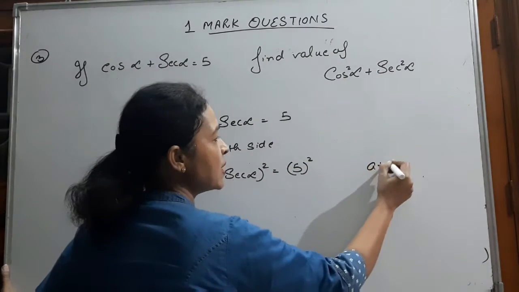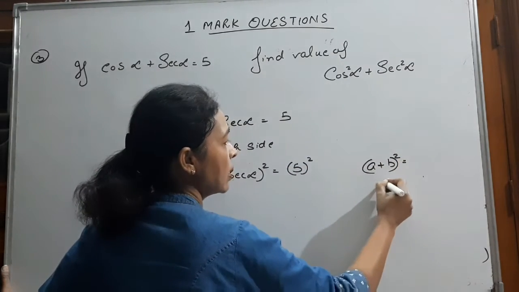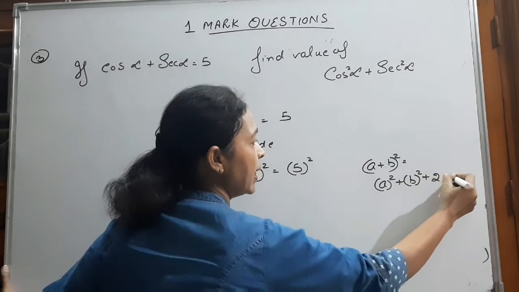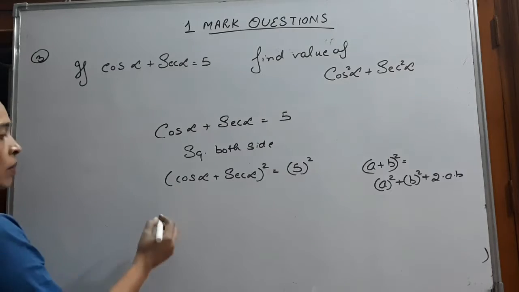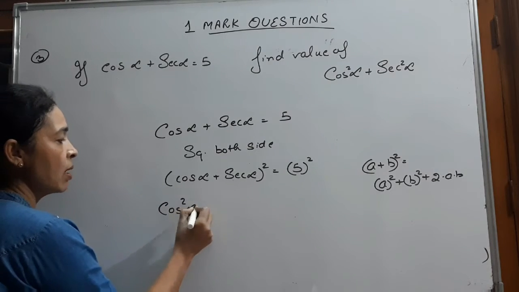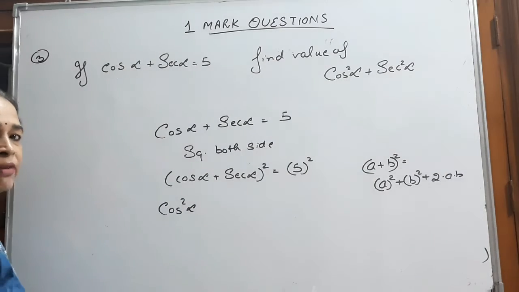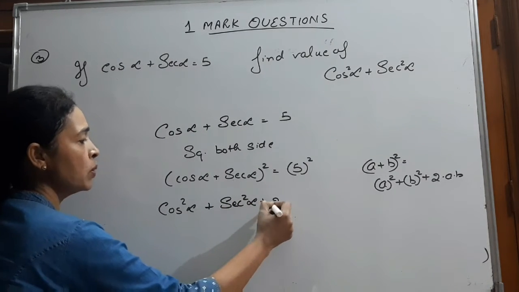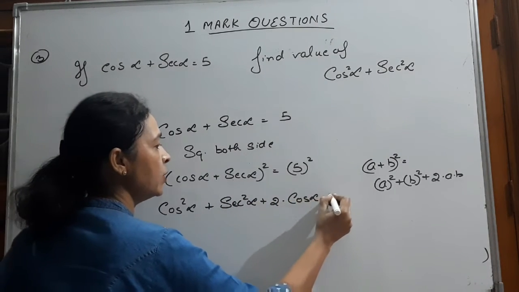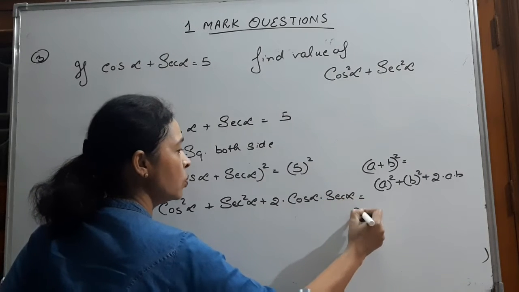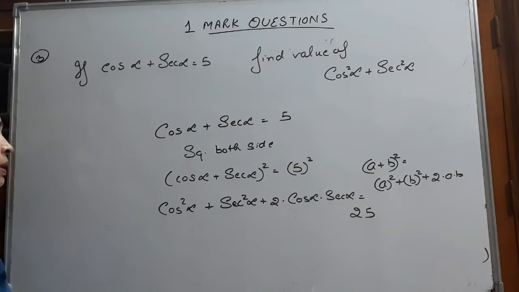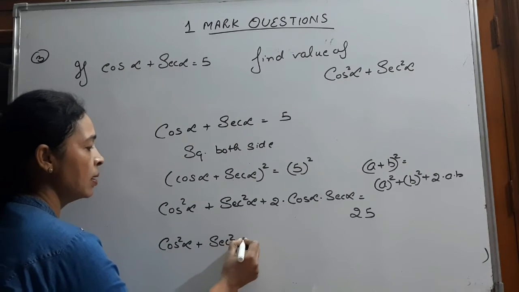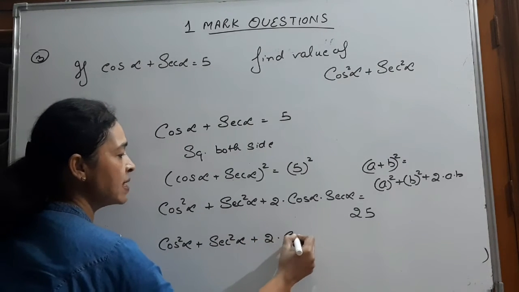And bachche, what is a plus b whole square? It is a square plus b square plus 2 into a into b. We will get cos square alpha, cos alpha whole square or cos square alpha, one and the same thing, plus sec square alpha plus 2 into cos alpha into sec alpha equals 25. 5 square is 25.